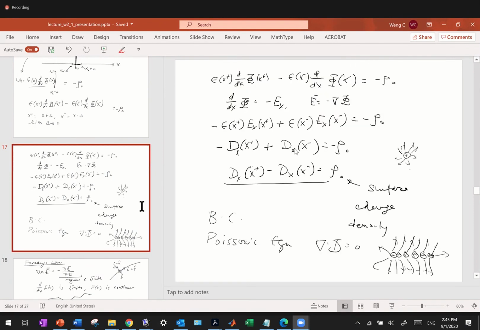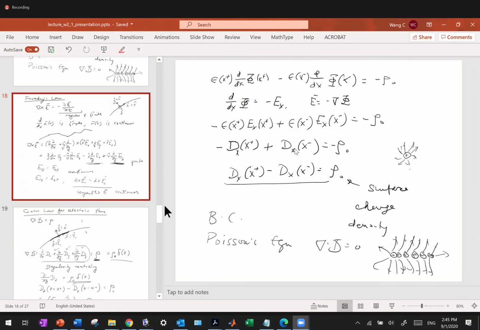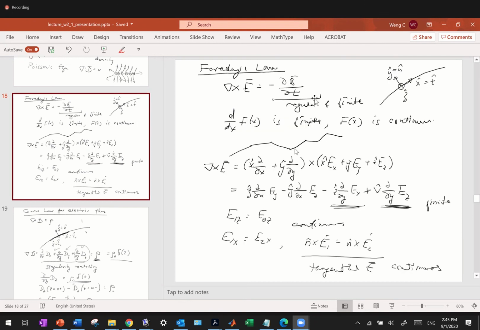Okay, you can get this kind of boundary condition. This boundary condition says that the normal flux is proportional to the charge density on the surface. You can have this physical picture to help you out with the thinking. And then we have Faraday's law. Faraday's law gives you this boundary condition: tangential E must be continuous. Because if this is finite, the only way is that this has to be a smooth function. If it has to be a smooth function, then it has to have tangential E continuous.